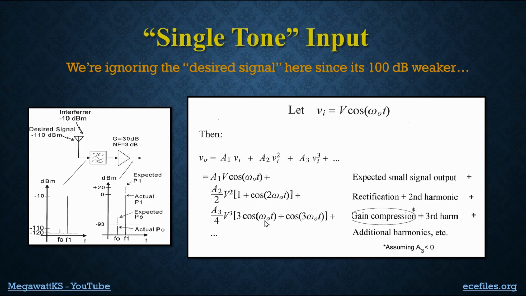But look, there's also a fundamental frequency term shown. And that's added to this one. So this is the expected output for a small signal amplifier. But now, because of the cubic distortion term, we get another component at that frequency. And if A3 is a negative number in this Maclaurin series expansion, then this will subtract away from this if A1 is positive. And so that's what happens, and that's what gives us gain compression.